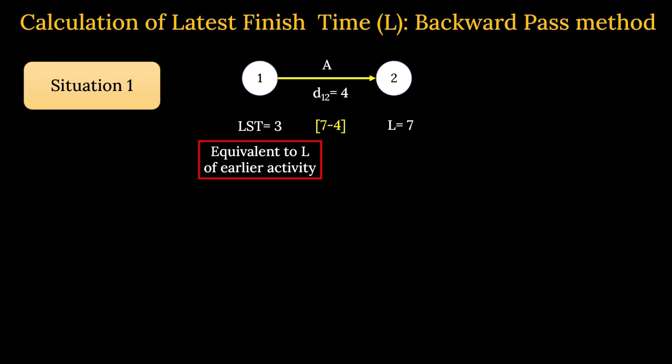We are considering this arrow reversed, and L, the latest finish time at this point, minus duration is the latest start time, or L at this node. Clear?